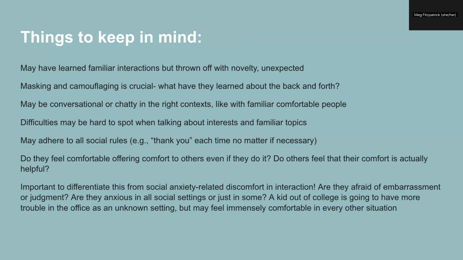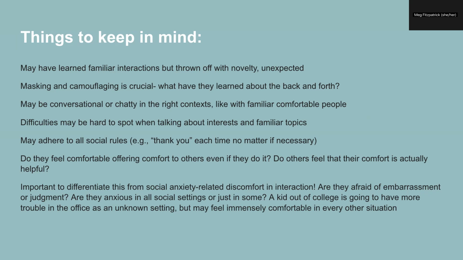There's some things to keep in mind with social emotional reciprocity. These clients may have learned familiar interactions, but they're thrown off with novelty interactions or unexpected things. Masking and camouflaging is very important. What have they learned about the back and forth? We don't want to consider that someone may not be autistic because they've learned skills. That's an important thing to find out. They may be conversational or chatty in the right context, like with familiar people. They might have learned where they can be their most true selves and feel very comfortable in those settings.